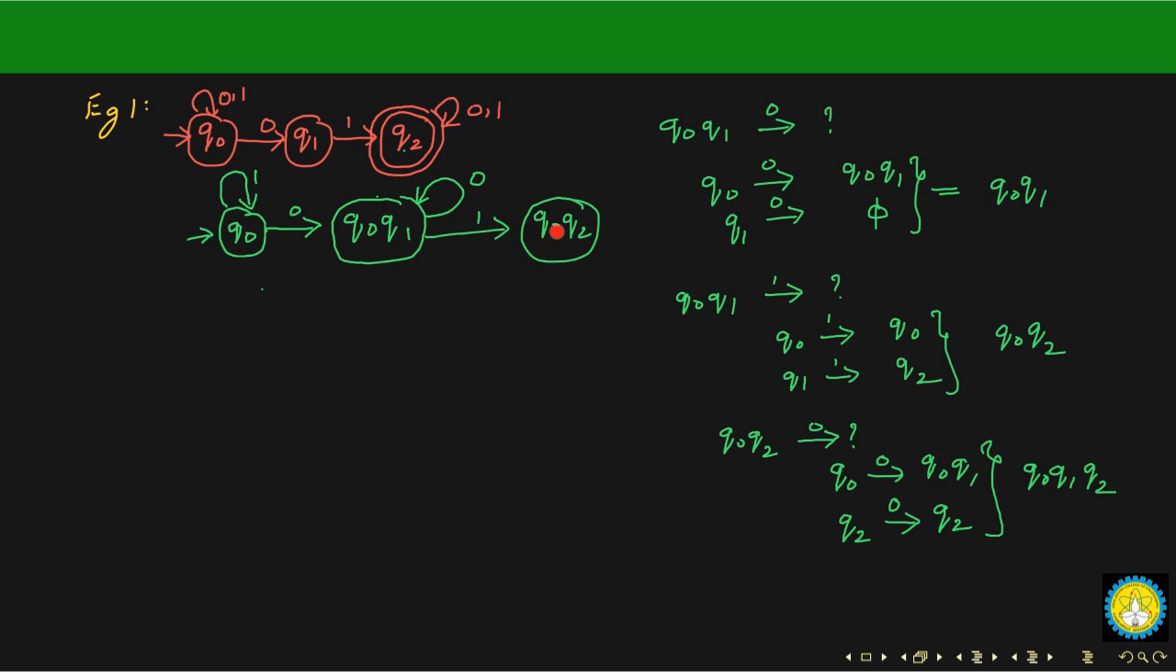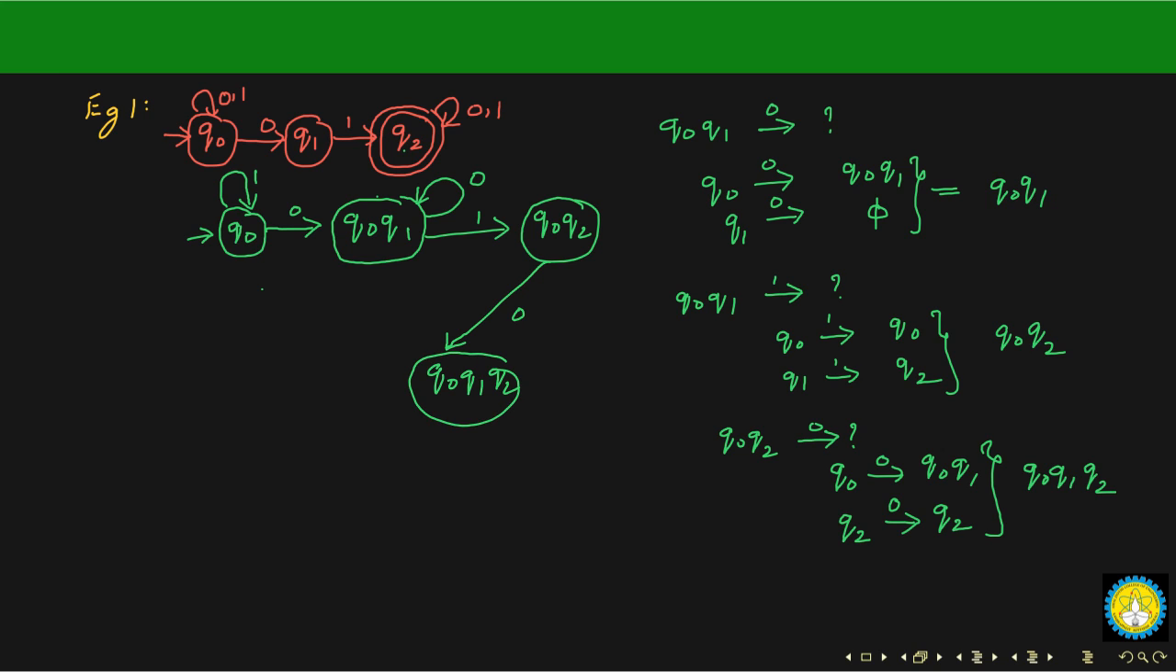So let me write it. Okay, Q0 Q2 on 0. Let me draw it here to make some space. So it is going to Q0, Q1, Q2.